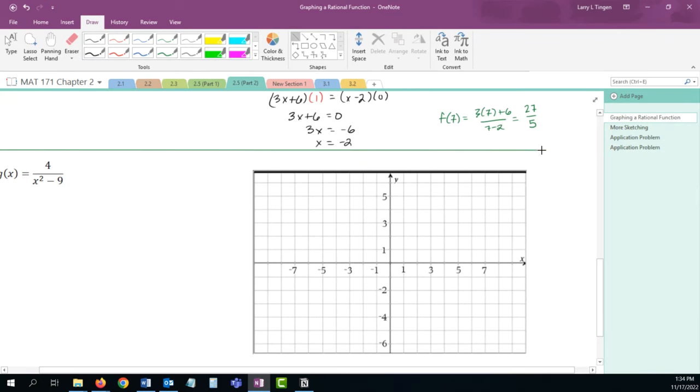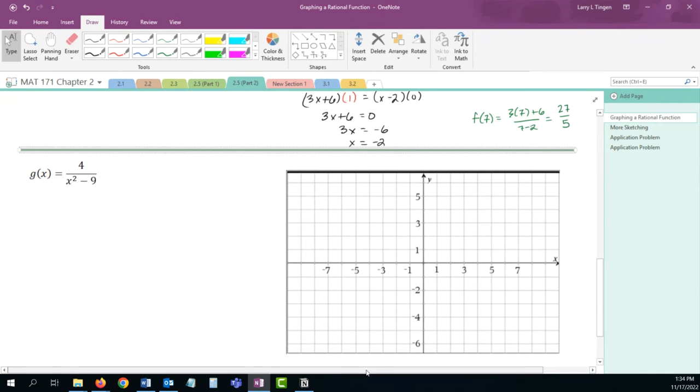Okay, so next, g of x is equal to 4 over x squared minus 9. Just like rotating? Yeah, Andrew, you're right. I didn't see your last comment there, but you're absolutely right. It looks like I've rotated around, just not around the origin, but around some point right there in the middle.